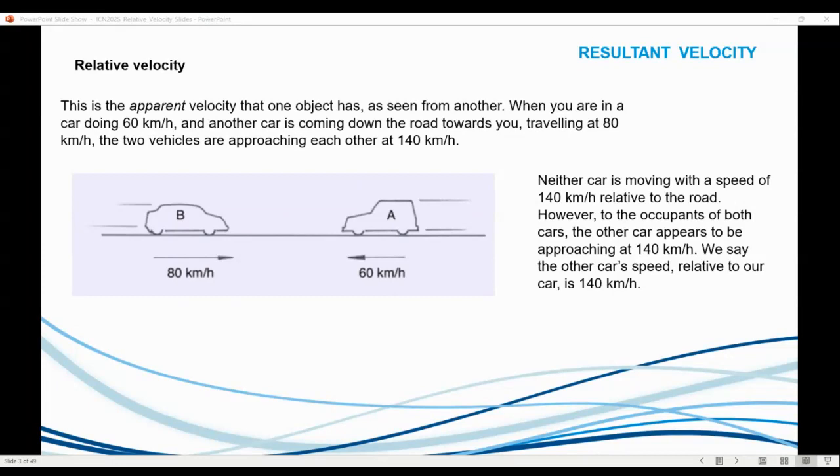Do we get that? Anyone? This is what you're trying to check. Okay. So what's interesting here, it says neither car is moving with a speed of 140 kilometers per hour relative to the road. Obviously, sorry, I should have mentioned that. However, the occupants of both cars, looking at each other, appear to be traveling at 140. So the car's relative velocity, or relative speed to the other car, is 140.